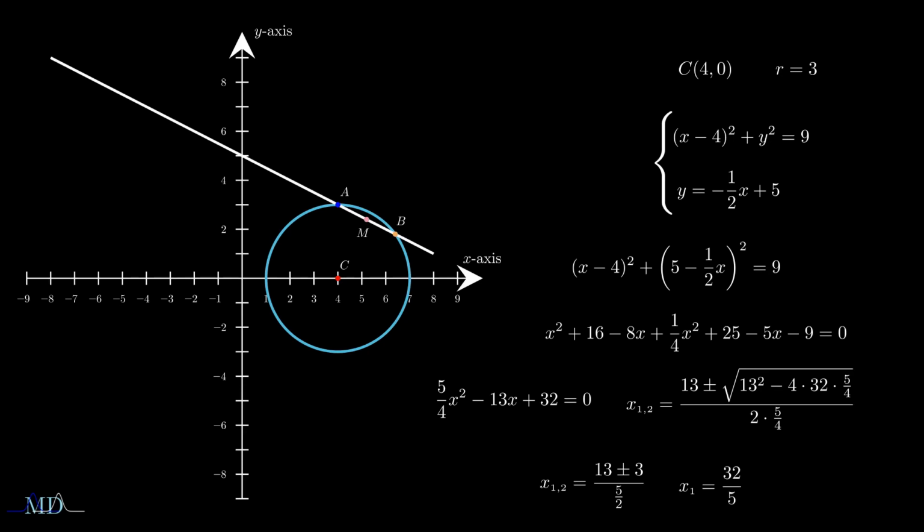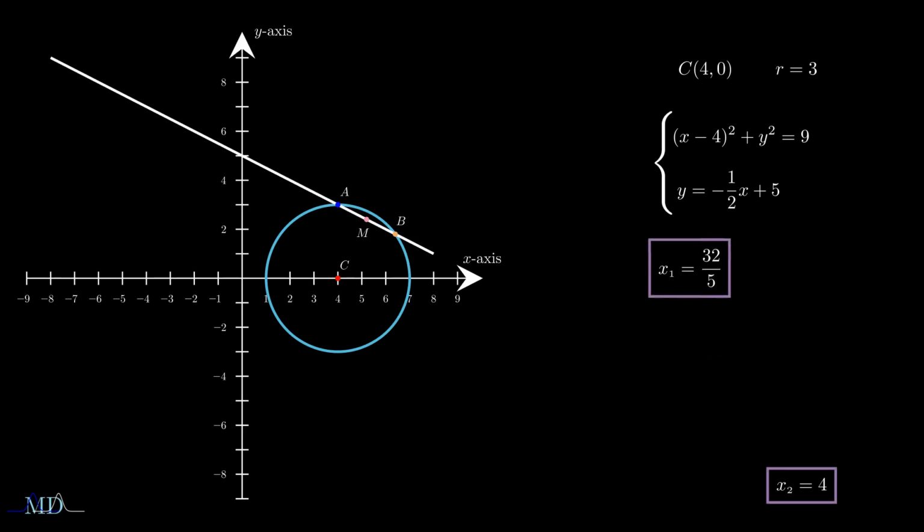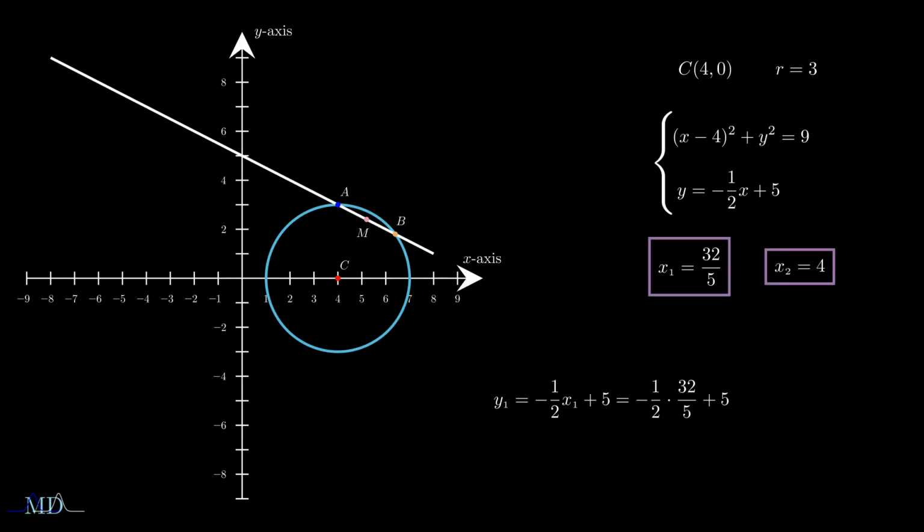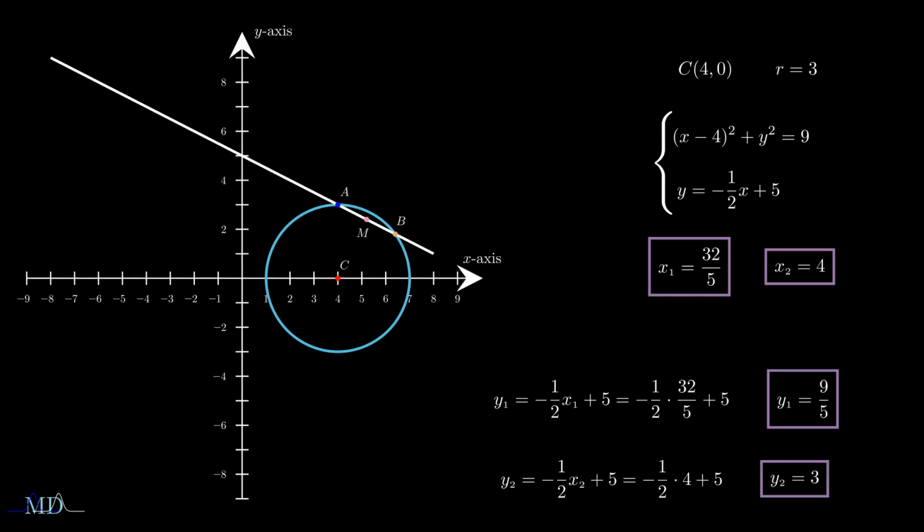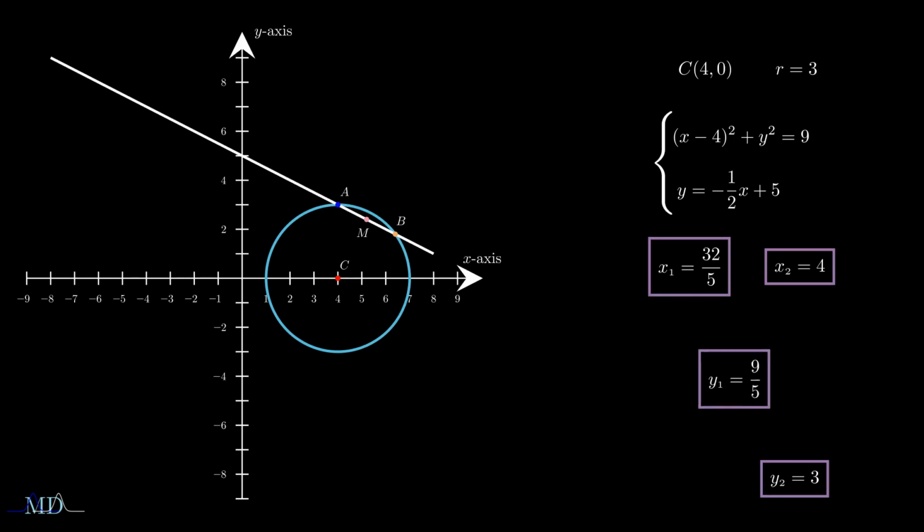This equation has two solutions: x1 = 32/5 and x2 = 4. From the equation of the straight line, we get the two corresponding values of y. y1 = −1/2 · 32/5 + 5, that is 9/5. y2 = −4/2 + 5, that is 3.